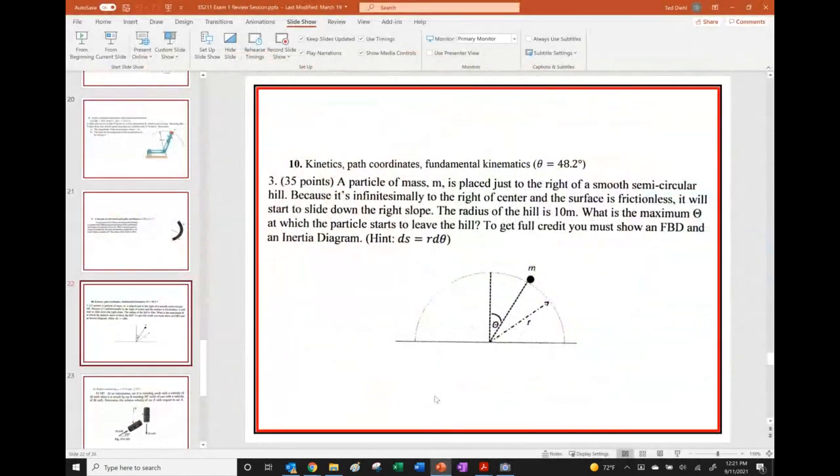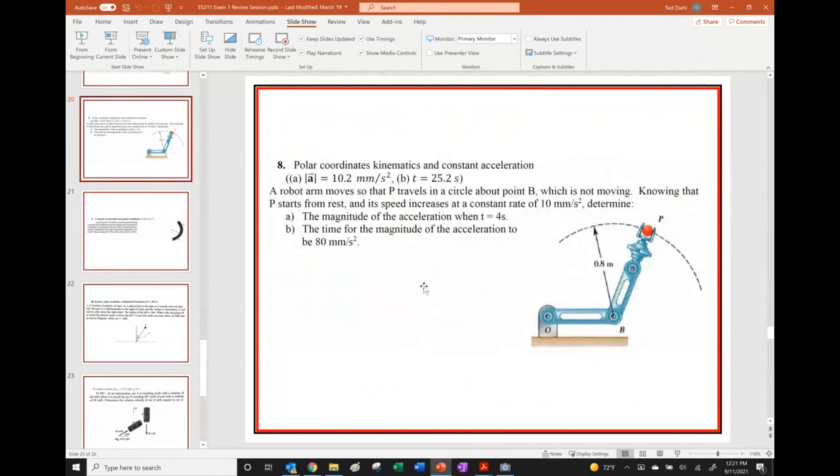Do you have a type of problem that you like? Like problem 8. If we go to problem 8, for the problems before, we didn't have the acceleration and everything, but here we have them. Well, let's see here. The robot arm moves, so the particle travels in a circle about point B, and that point B is not moving. Okay.